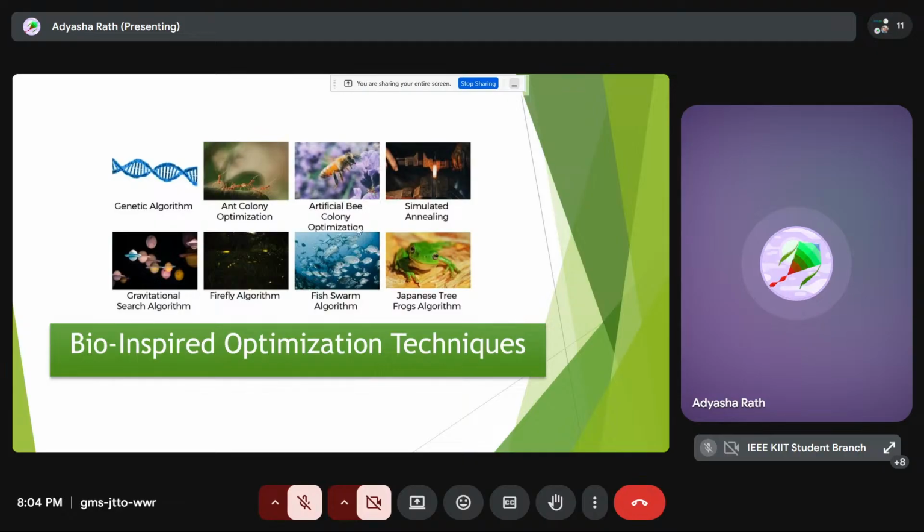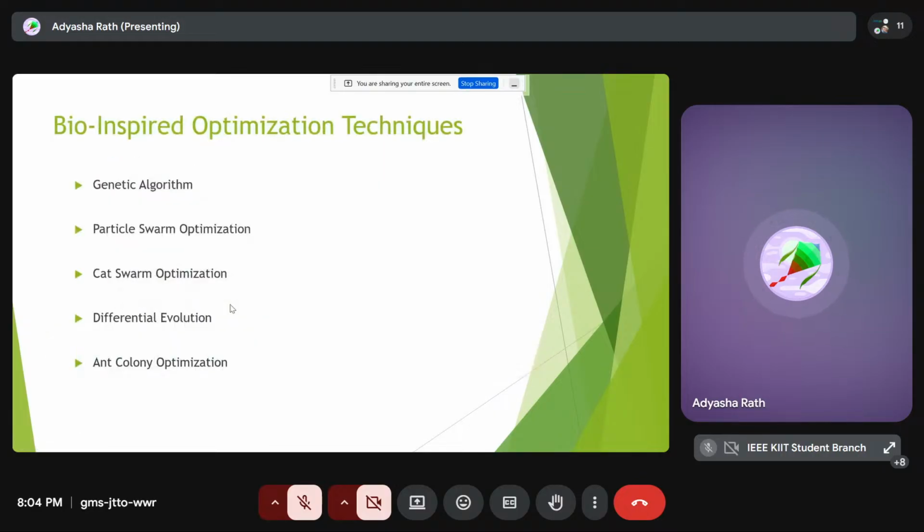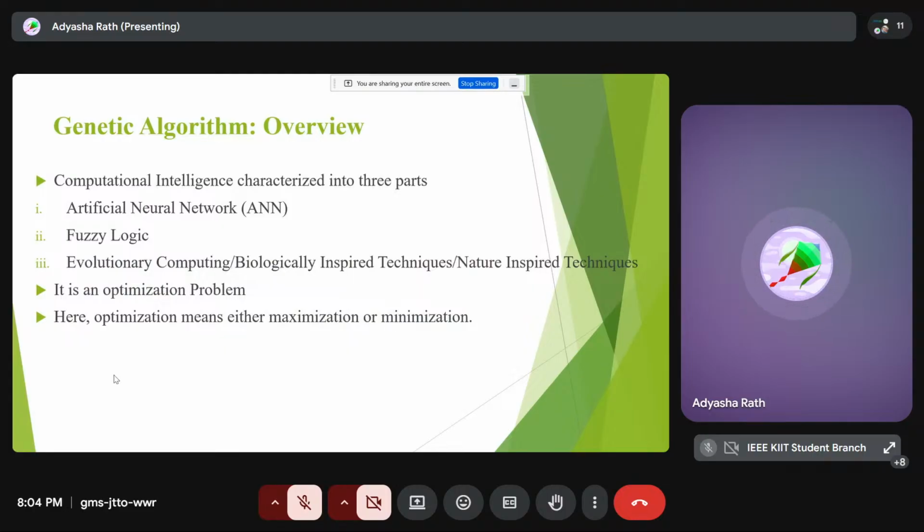Then I will discuss one of the optimization techniques. Though we read about optimization, maximization, and minimization, here we have a lot of optimization techniques. If you have time, I can discuss one of them, called the genetic algorithm. Here we have lots of optimization techniques like GA, PSO, CSO, DE (differential evolution), and ant colony optimization. All are derivative-free learning. Basically, what is the genetic algorithm? Computational intelligence is divided into three parts: ANN, fuzzy logic, and evolutionary computing. Already we have discussed this.